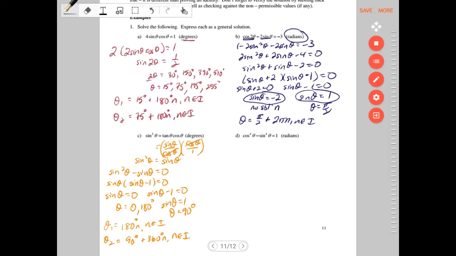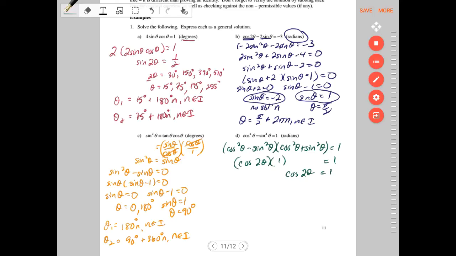All right. Cos to the fourth theta minus sine to the fourth theta equals 1. Our answer is going to be in radians. So this is a difference of squares, so I'm going to factor that as cos squared theta minus sine squared theta times cos squared theta plus sine squared theta equals 1. Now cos squared theta minus sine squared theta, we should just recognize that as cos 2 theta. And cos squared theta plus sine squared theta, that's 1 because it's a Pythagorean identity. So now we have cos of 2 theta equals 1.